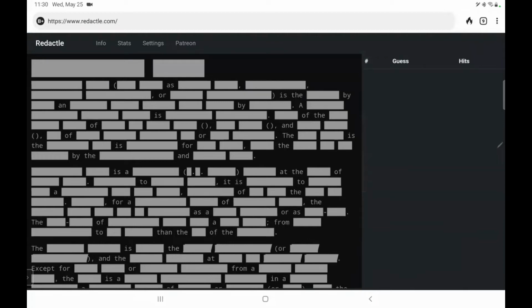Let's play Redactle for Wednesday, May 25th. This Wikipedia article has a two-word title. First word is very long. Second word, not as much.